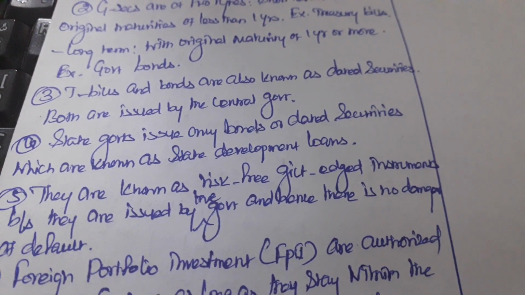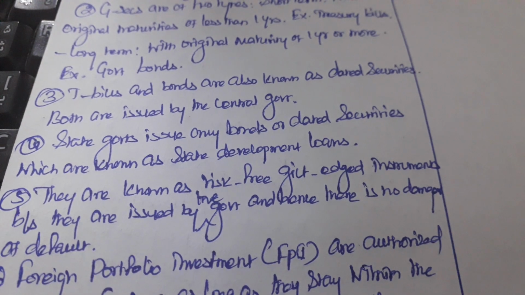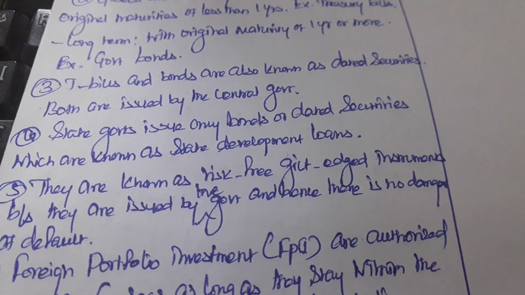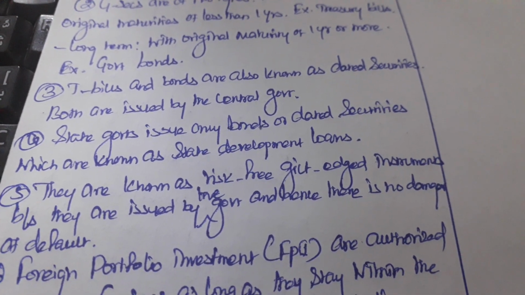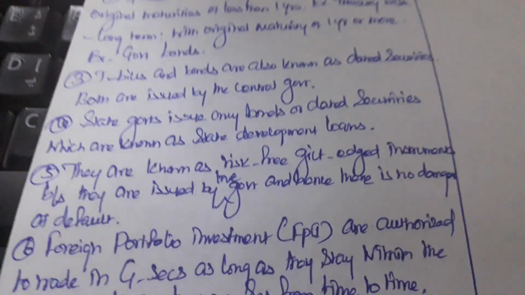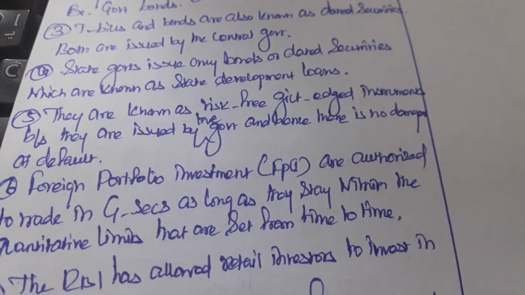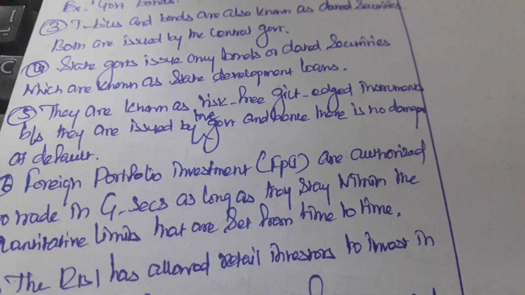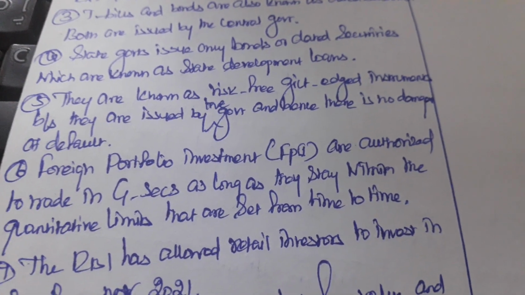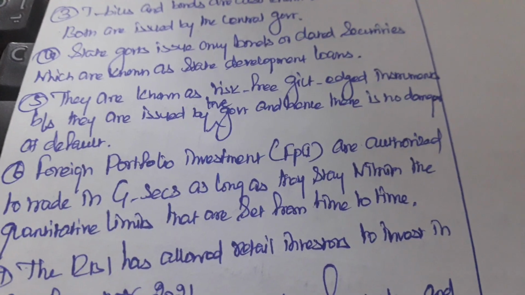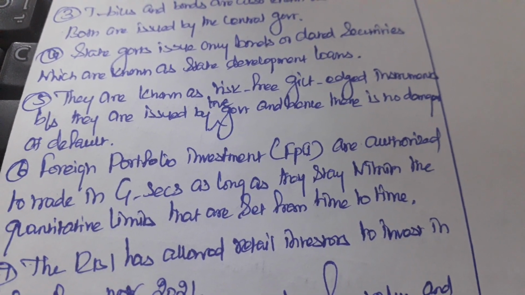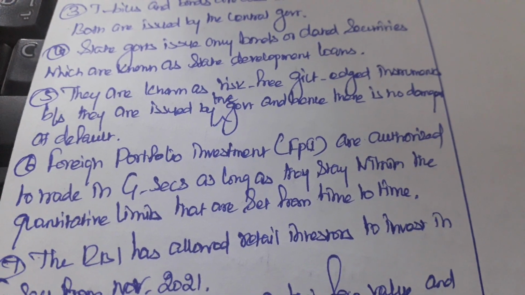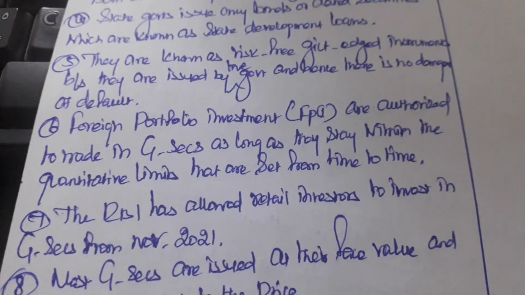State governments issue only bonds or dated securities, which are known as state development loans. State governments also issue bonds and dated securities in the name of state development loans. They are known as risk-free, gilt-edged instruments because they are issued by the government and hence there is no danger of default. These securities are not risk oriented because they are usually issued by the government, so there is no point of danger.